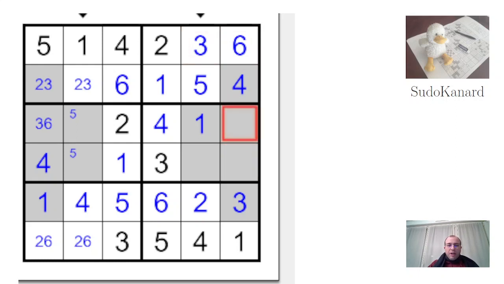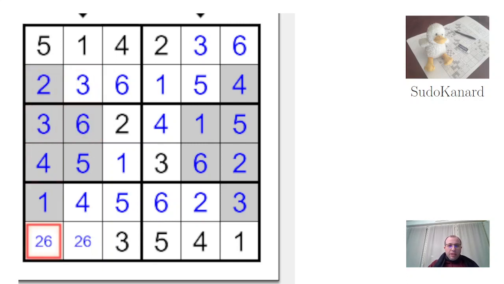Here we need 2 and 5. That's a 6. That's a 5. Here we need 3 and 6, so that can't be a 3. And we get the remaining digits.